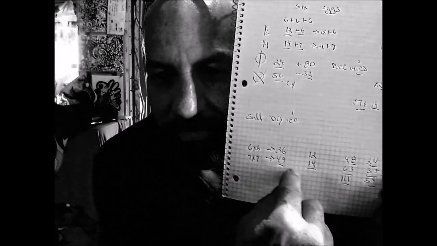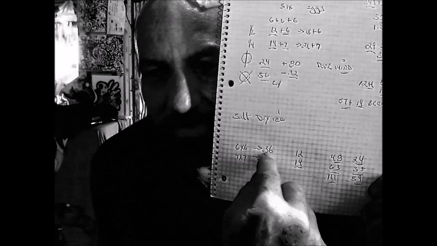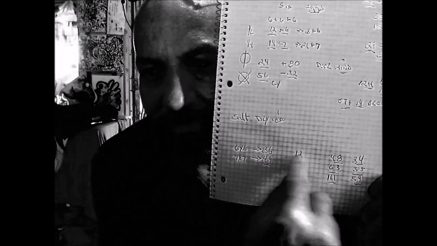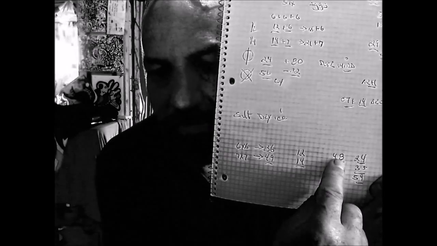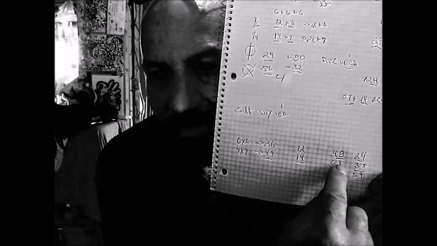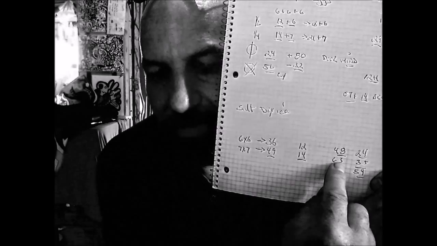6 by 6, 6 and 6 is 12. Boom. 6 by 6, 36, 6 and 6 is 12. 6 and 6 equals a half. 7 by 7, 49. Boom, 63. This equals a quarter. This equals 4 parts to 48. This one doesn't have a result except 3 worlds of 666.